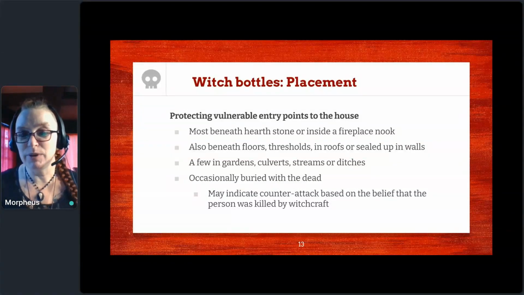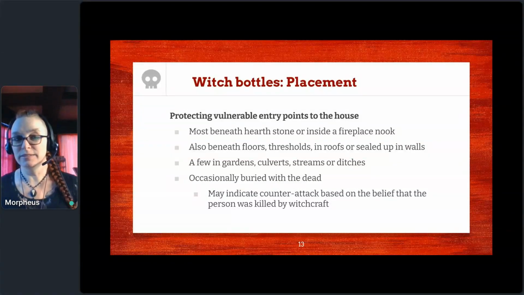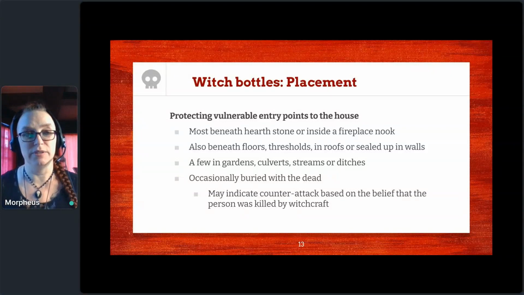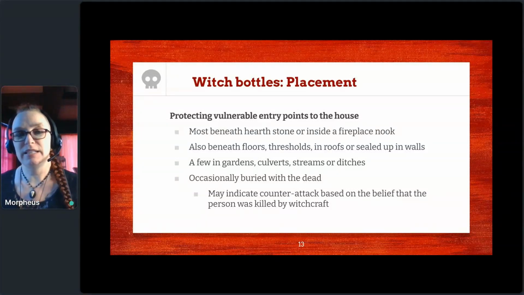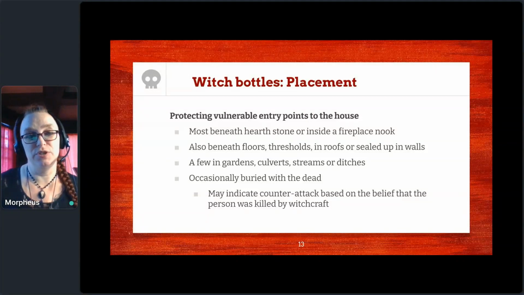Occasionally, they have been found buried with the dead. So, like in a grave or inside of a casket. And this seems to indicate a belief that the person may have been killed by witchcraft. And so this is being placed in their grave as a kind of counterattack.